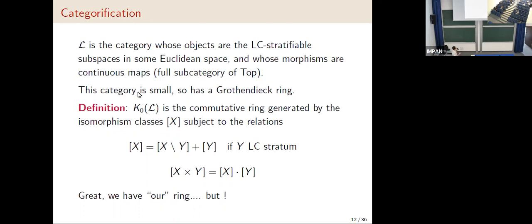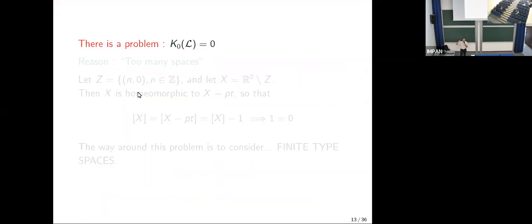Okay, so we have a ring, and things seem to be great, right? I mean, I now have a ring of strata. I can add strata, subtract strata, and multiply strata. That was the point. Okay, but this ring is zero. Yeah, I mean, we wrote 10 pages before we realized.